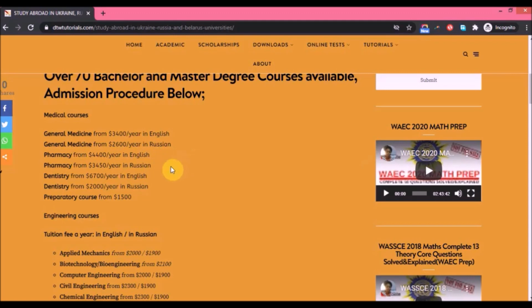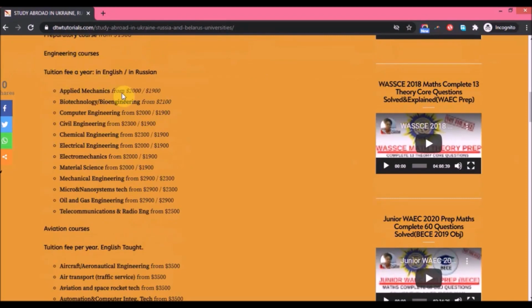So if your parents can afford this, why not just go abroad and study? The certificate will be recognized all over the world. It's almost close to the same you pay here in Nigeria. So if your parents can afford it, you can go there and study in English.